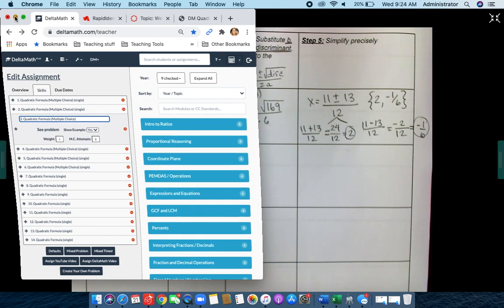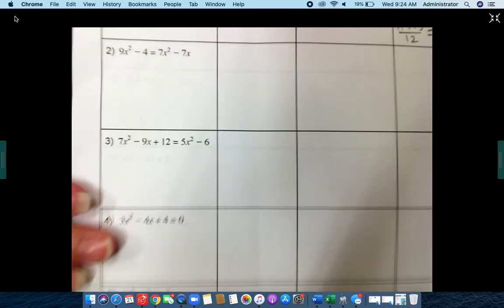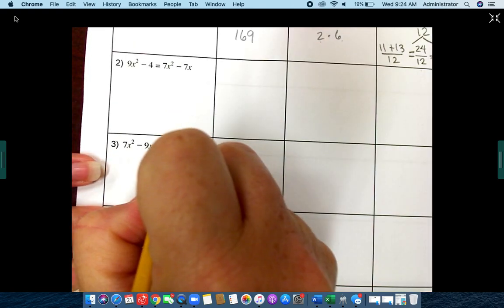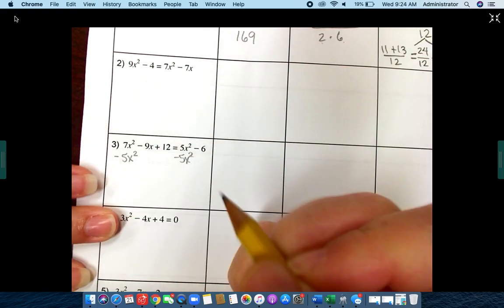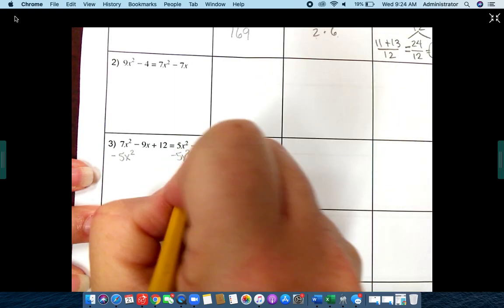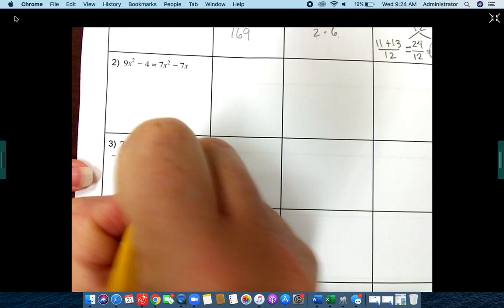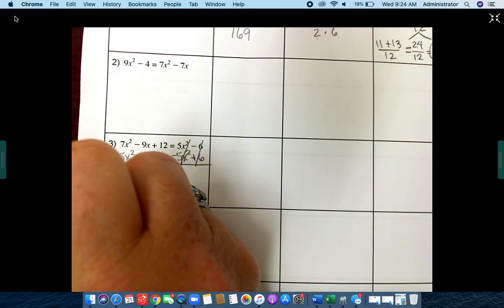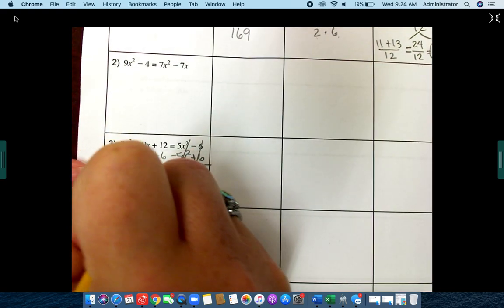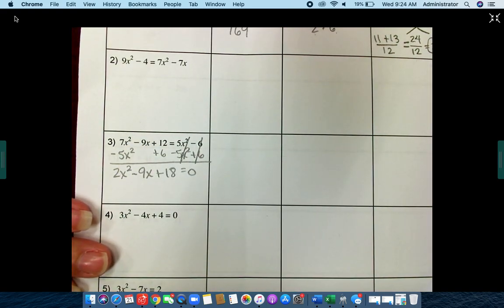All right, so now we're going to move on to number 3. Number 3, it is not set equal to 0. So remember we practiced this Monday on the review assignment and also yesterday, but we need to get all of our quadratic terms on the same side. So I'm going to move these terms over by doing inverse operations. I can only add 6 to the 12, so I'm going to put that there. This will now eliminate, and we have 2x squared minus 9x plus 18 equals 0.